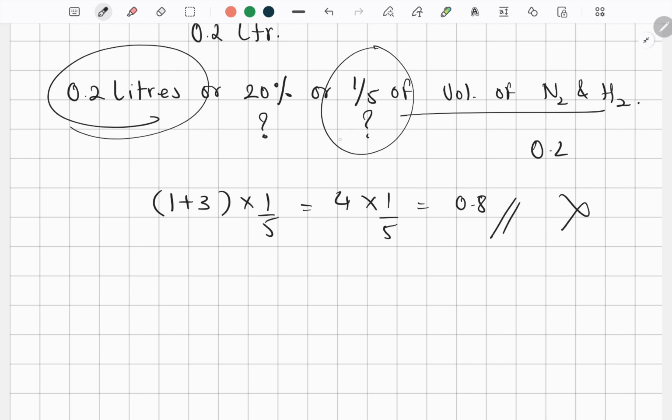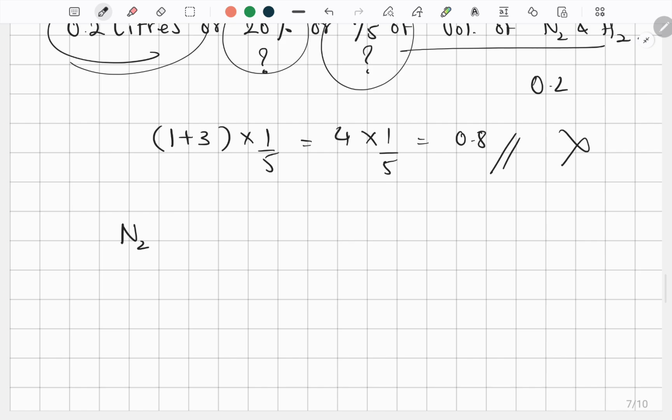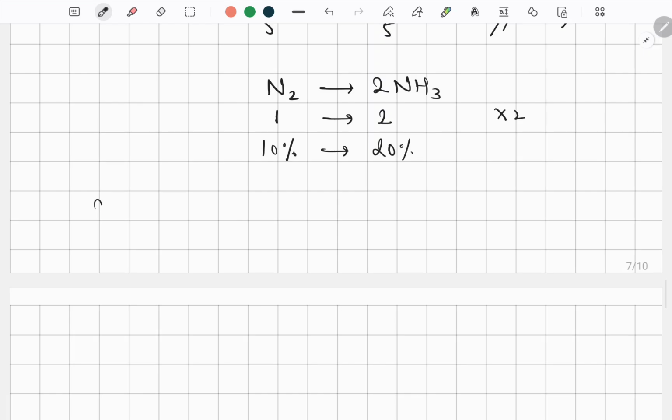Now let me explain why it is wrong and what is the correct answer and why. Let's try to justify the answer 1/5 and the 20%. If we take only N2, 1 N2 is reacting to give 2 ammonia. Is it correct? N2 plus 3H2 gives you 2 NH3. So 1 N2 reacts with 3H2 to give you 2 NH3. That means if 1 reacts, it gives 2. That is double the quantity. So if 10% N2 is being used, how much NH3 would get formed? 20%.